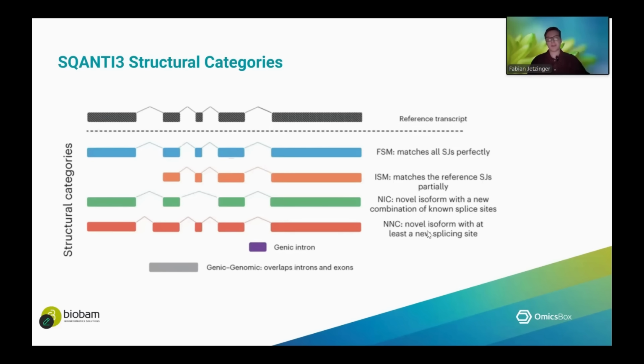Now, novel not in catalog isoforms, however, have at least one splice site that is completely novel, that is not contained in the reference, which in this example is located here. This exon is a bit longer as this splice acceptor site is a bit moved, and so this is classified as a novel not in catalog. There are many other categories, for instance, genic introns or genic genomic, but these four are usually the main interest.